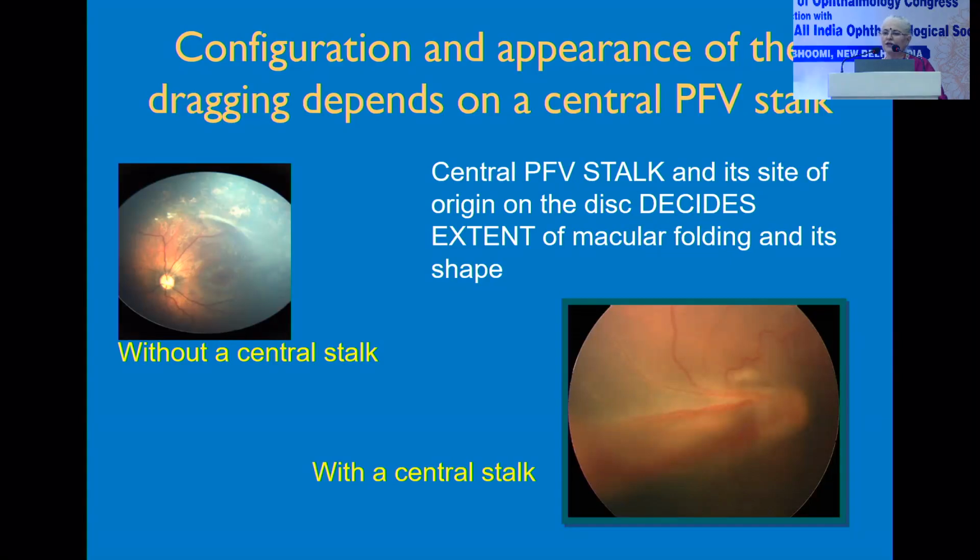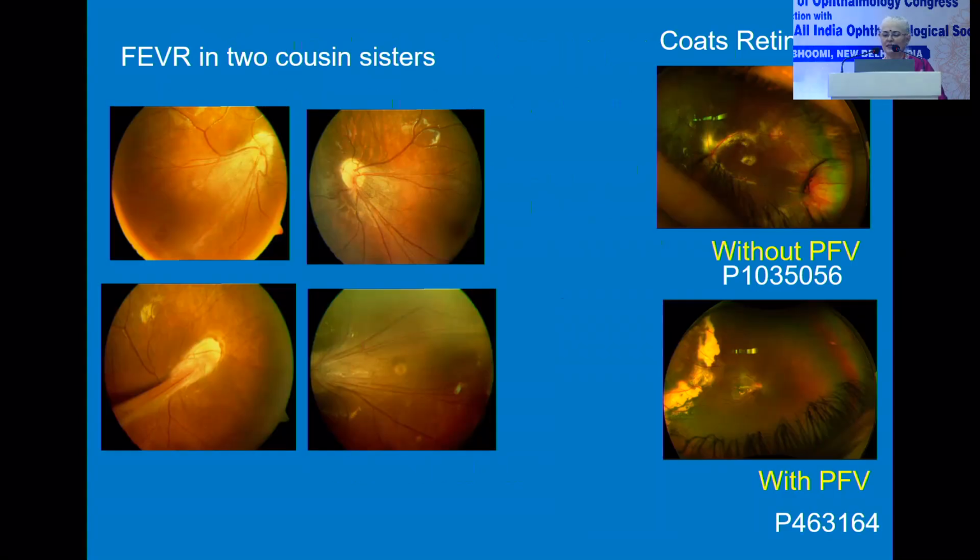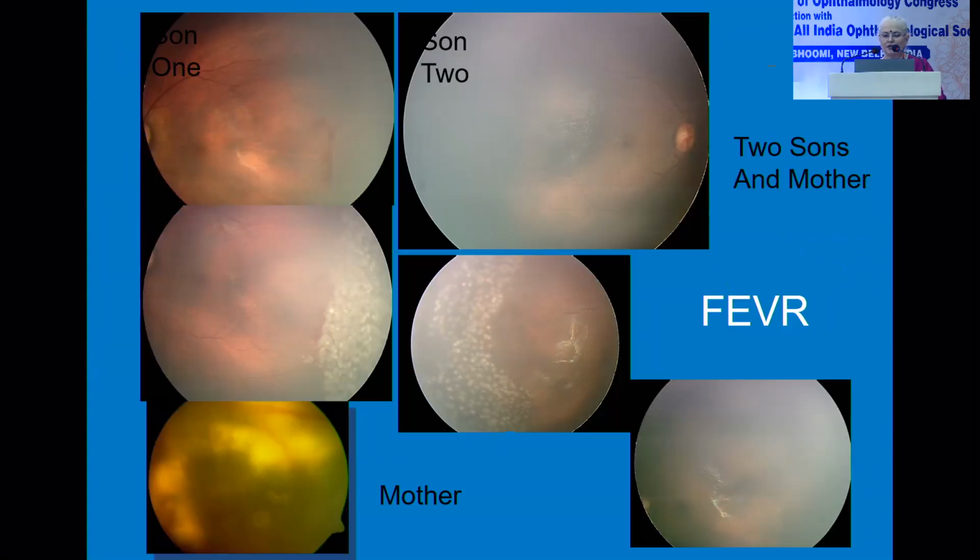And the configuration of that fold would depend on whether there was a persistent fetal vasculature stalk or not. You can see if there's no stalk, then only the periphery will fold. If there was a stalk, then the central macula will also fold. And you can see here different diseases can be with or without this persistent fetal vasculature stalk, and this should be taken into consideration when you're looking at the differential diagnosis.